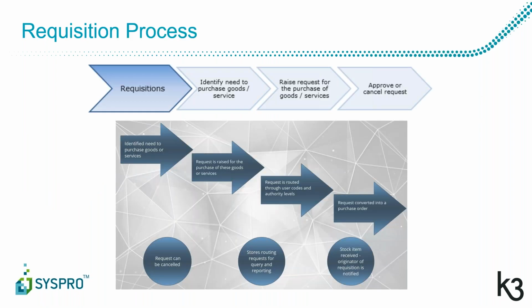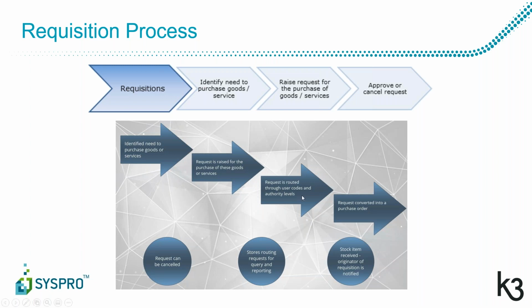What do I mean by system flows? Well, an example of a system flow is when you have a requisition process and you need to purchase an item. SYSPRO has a requisition system that allows you to identify a need for goods or services that need to be purchased. You can raise that request, and it gets routed through a number of different user codes. That, in turn, when approved, gets converted to a purchase order. That happens automatically. You don't need to set up a flow. The system itself engages with the user through that process.